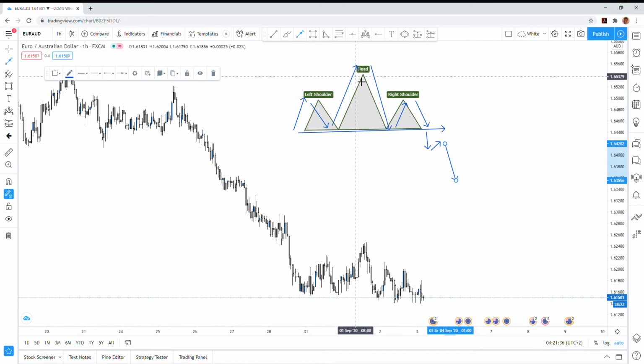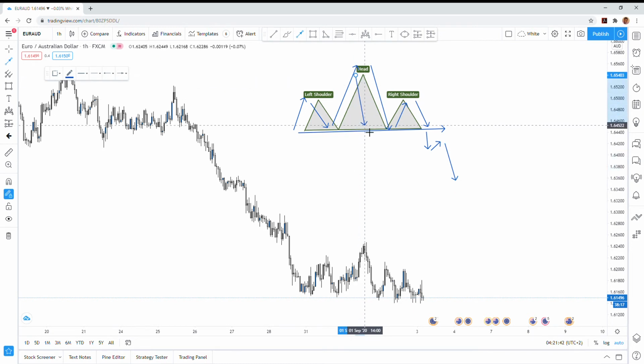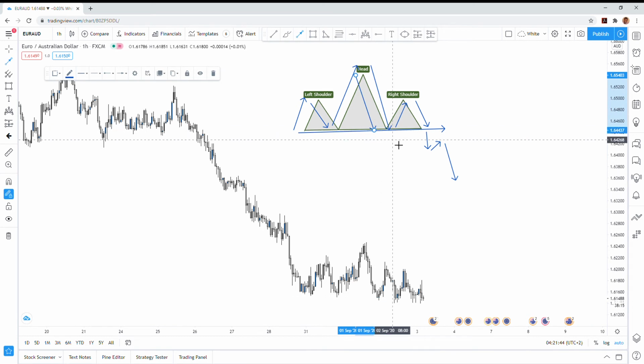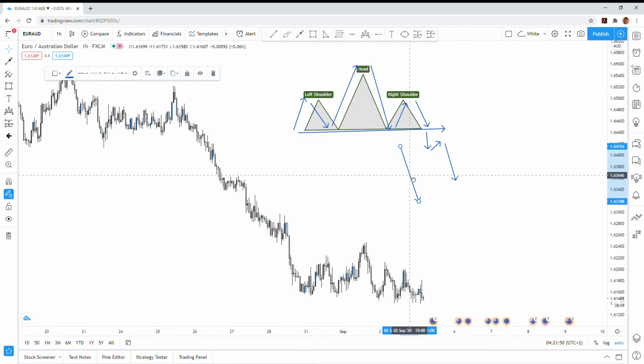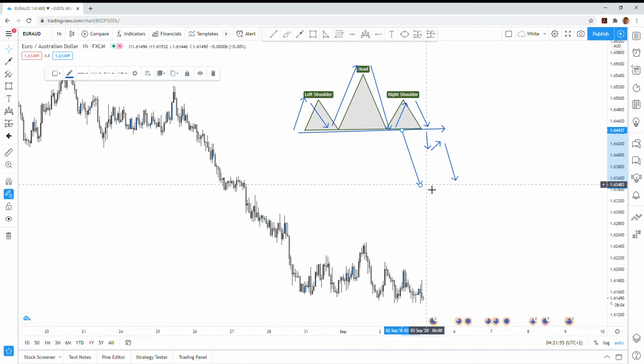In terms of the take profit, this is what I do. I just measure the length of the head, and then upon the break of the neckline, I'll take my profits somewhere, in this instance, around 1.6348, right? Generally, that is how we trade a head and shoulders pattern. But then I want to show you something, guys.